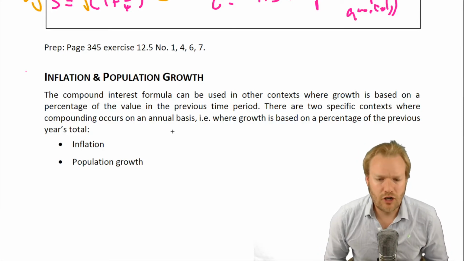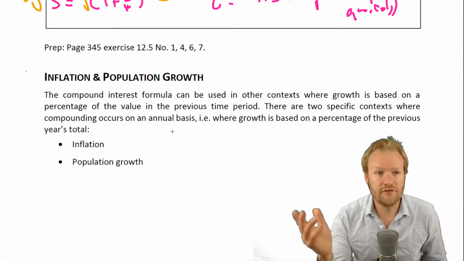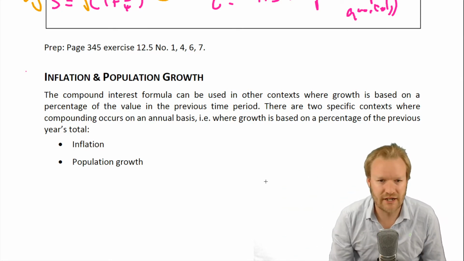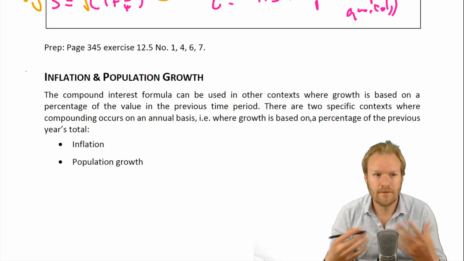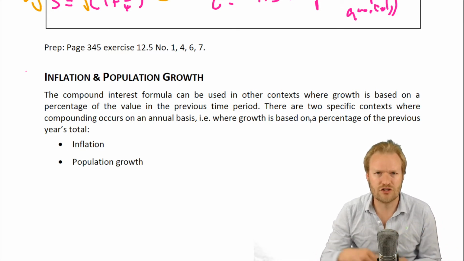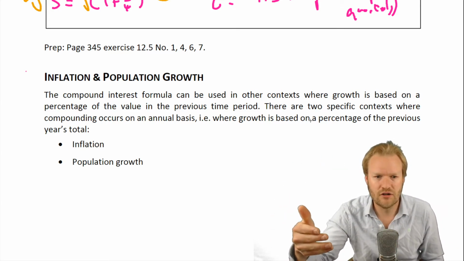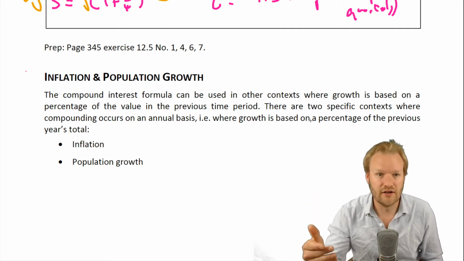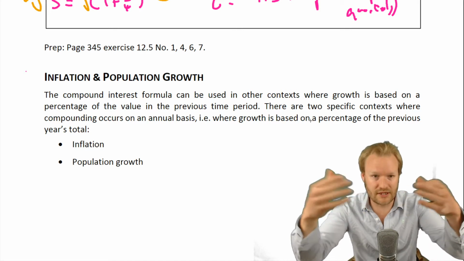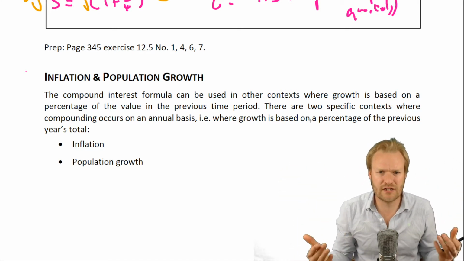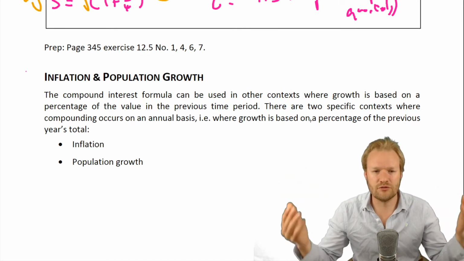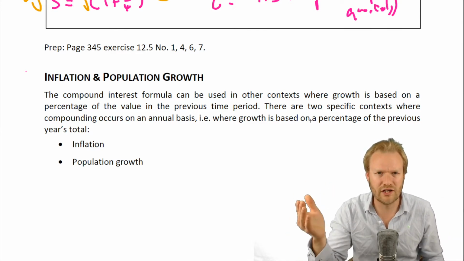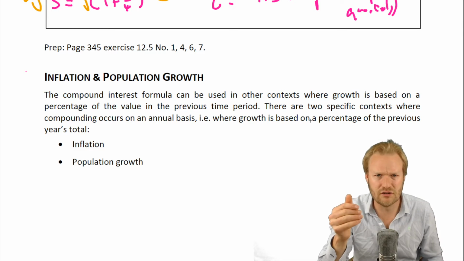So we can use our compound interest formula for inflation and population growth because they also rise up exponentially, just like compound interest. So compound interest, you're earning interest on the interest. Well, the same with inflation, it goes up a certain percentage each year, and then the next year it goes up a percentage based on that. In population, same idea. If you've got 100 people and then 110 the next year, well, your population's based the following year on the 110, not just on the 100.